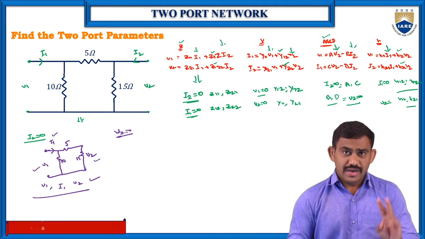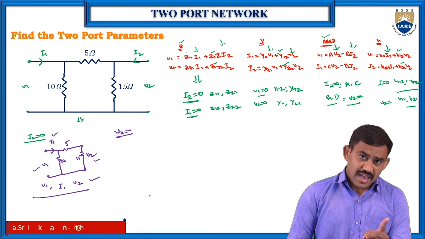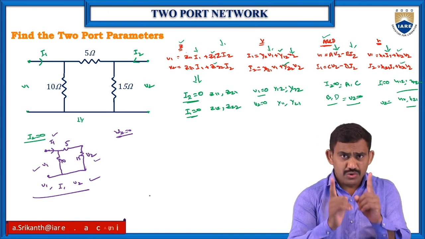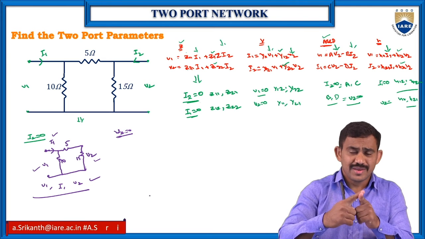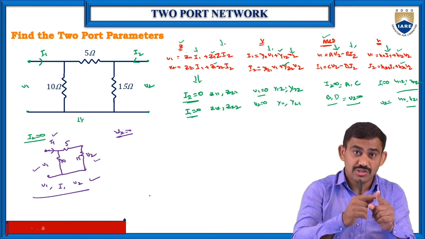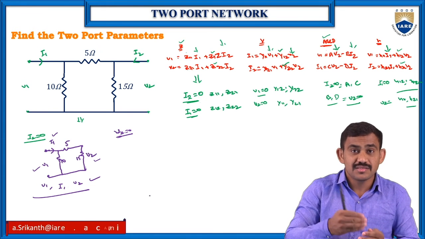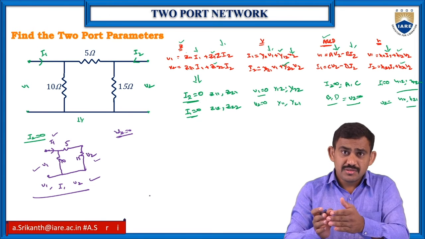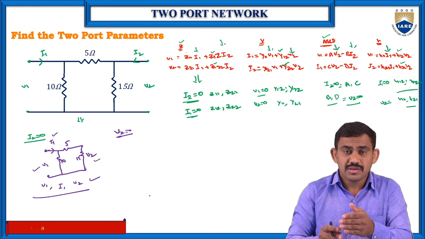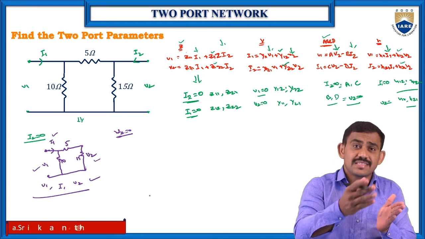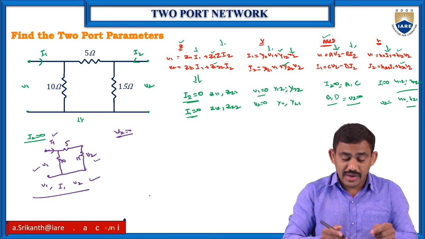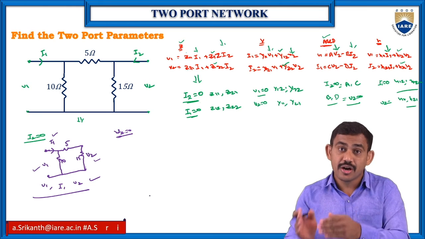We have two conditions: current equals 0 and voltage equals 0. Only two conditions. Current equals 0 means it's an open circuit. So when open circuit, current is 0. In short circuit, voltage is 0. So when the voltage is 0, we will go for the short circuit.